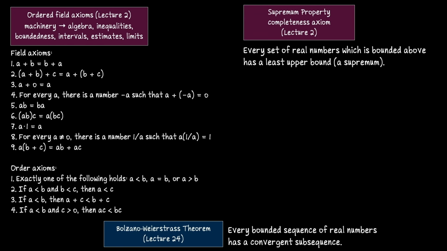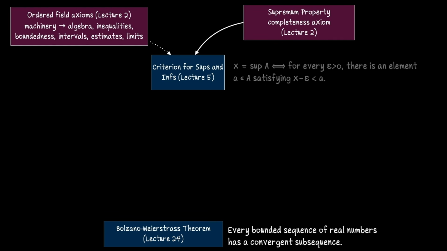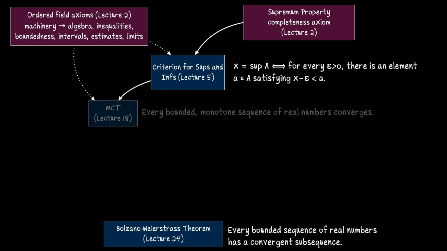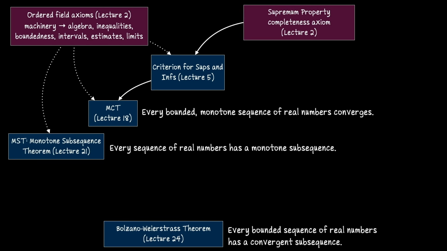Okay, so traveling back in time, I think the first result we need to cite in order to get to Bolzano-Weierstrass was in lecture 5, when we had the criterion for sups and infs. That gave us another way of characterizing what it meant to say that something was a set supremum. We used that in order to develop the Monotone Convergence Theorem in lecture 18, so the MCT. A few lectures later, we met a similar sounding result, the Monotone Subsequence Theorem, or MST, and you'll notice here that I'm saying that it just follows directly from the ordered field axioms.